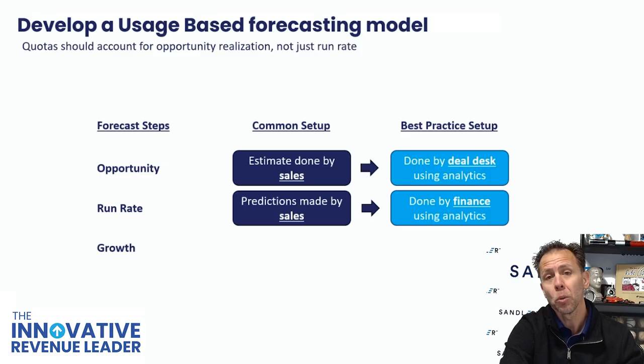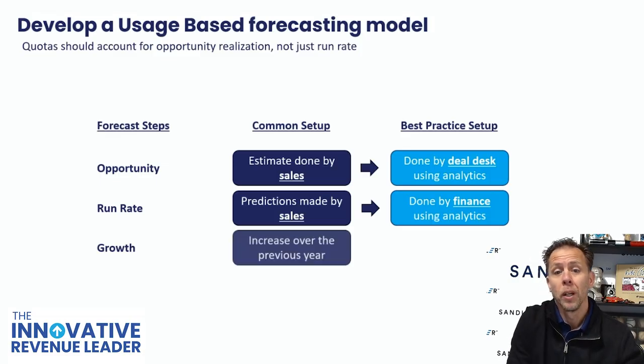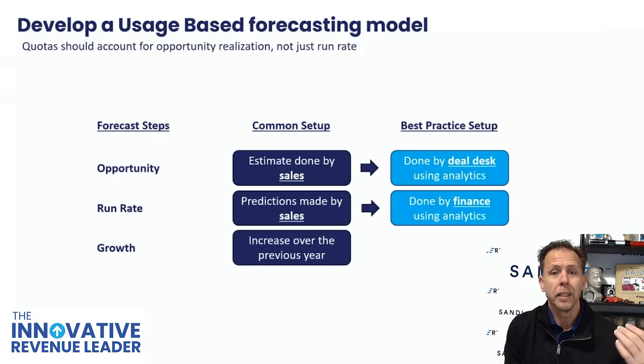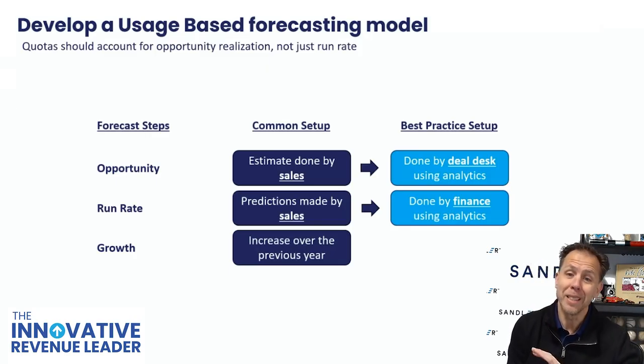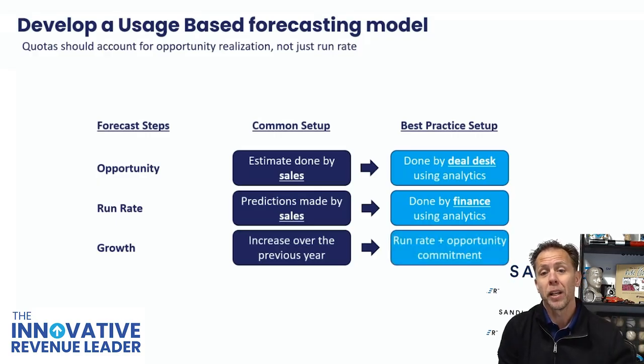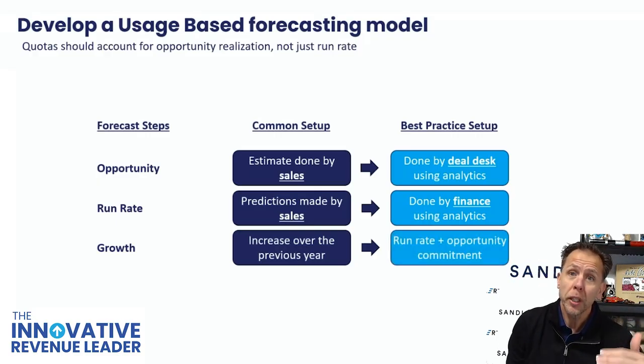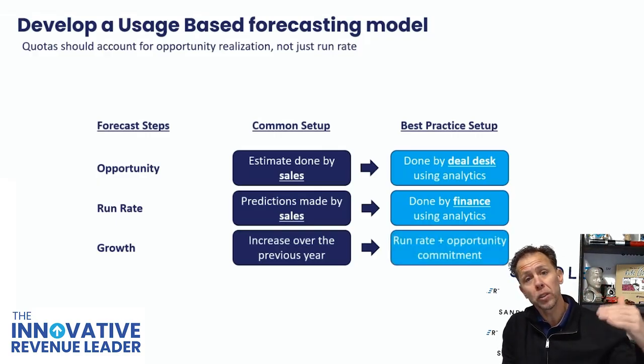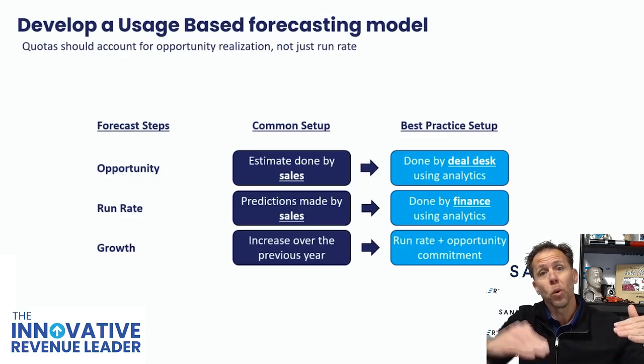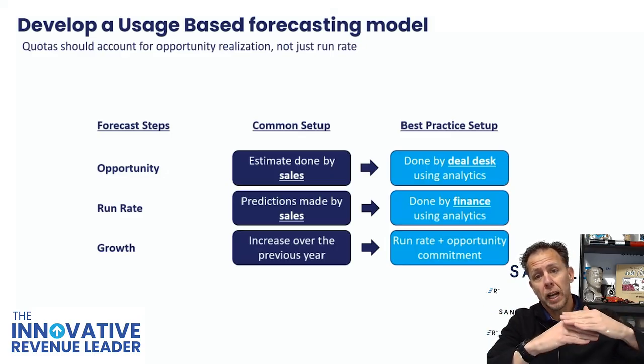And the final thing when you're looking at forecasting is growth. What a lot of companies do, because it's easy, is they look at year over year. I did $1 million last year, I want to do 1.1 this year. That is not the right way to look at it, because there are so many things that go into a year over year increase. The ideal scenario is you look at the opportunity commitment. So what is the run rate for the year? And then what is the opportunity commitment? So there's a stack that goes with that.